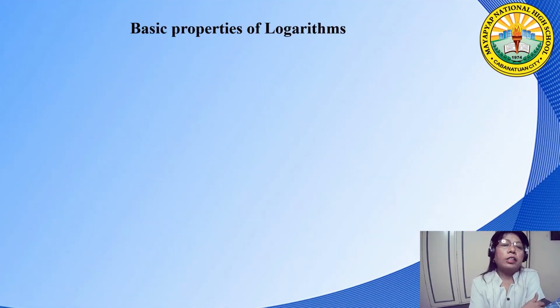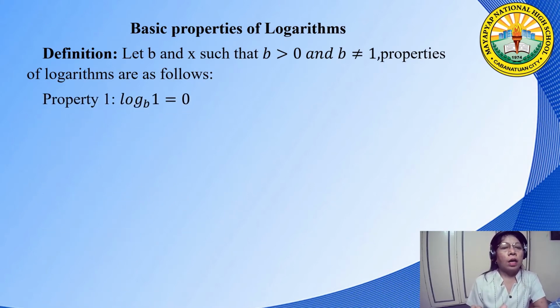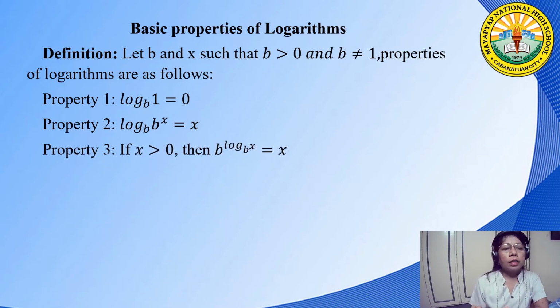Okay, next, let's tackle the basic properties of logarithms. By definition, let b and x be such that b is greater than 0 and b is not equal to 1. Properties of logarithms are as follows. Property 1, logarithm of 1 to the base b equals 0. Property 2, logarithm of b raised to x to the base b is equal to x. Property 3, if x is greater than 0, then b raised to logarithm of x to the base b is equal to x.